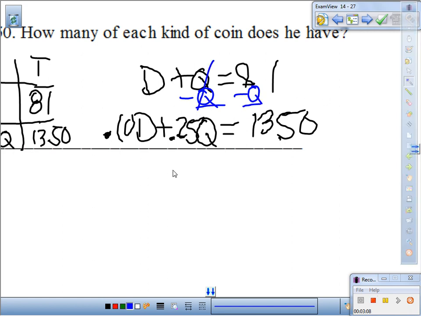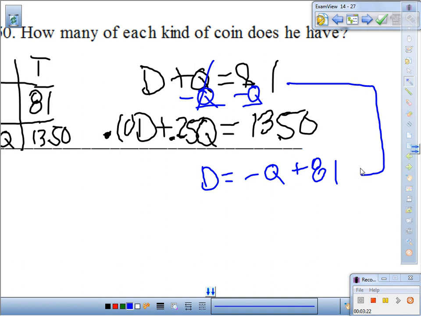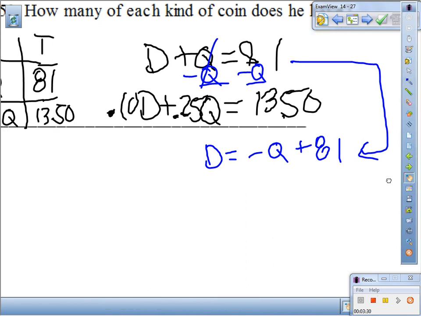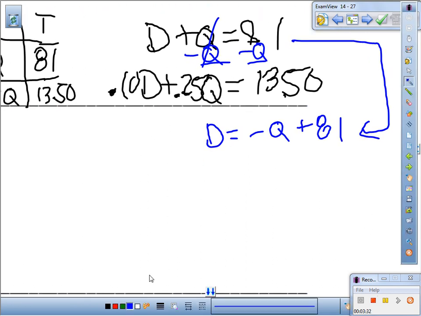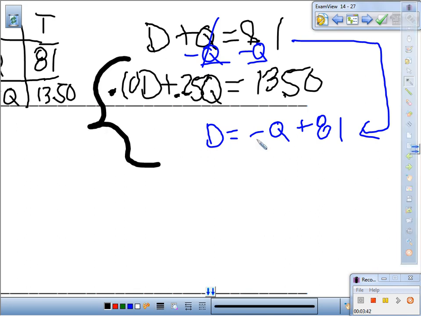So my new equation is D equals negative Q plus 81. Did everybody see what we did there? I went from here to here. Yes? All right. So what's my new system? My first system was these two. My new system, I no longer use this one. I'm going to use this one and this one. And I'm going to use substitution.